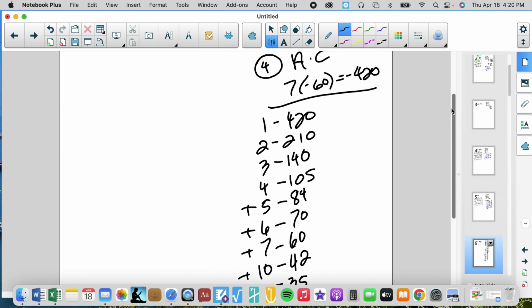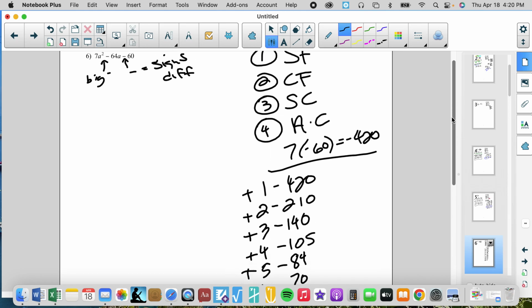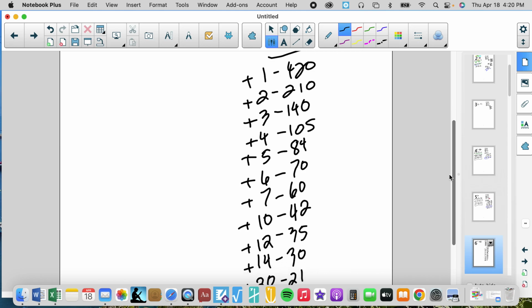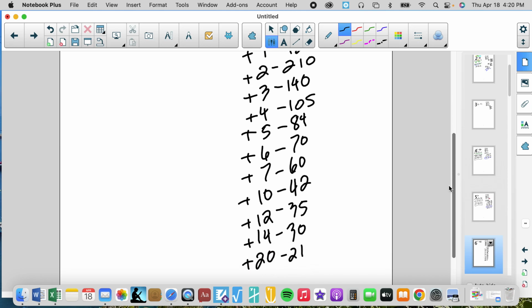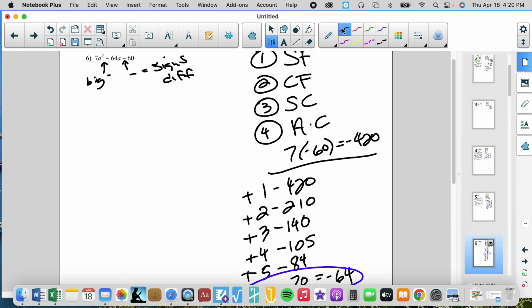Because they're going to be different. And now, instead of doing all those, I need it to be 64. So which one of these subtracted is going to give me 64? Oh, this one's going to give me negative 64. So I know that my answer is going to be positive 6, negative 70.